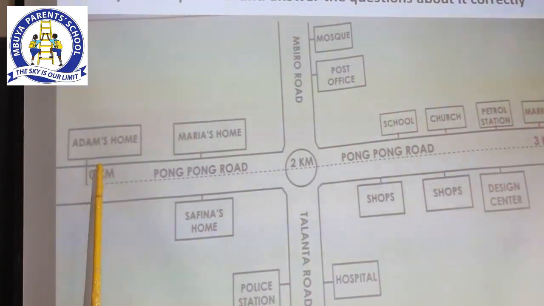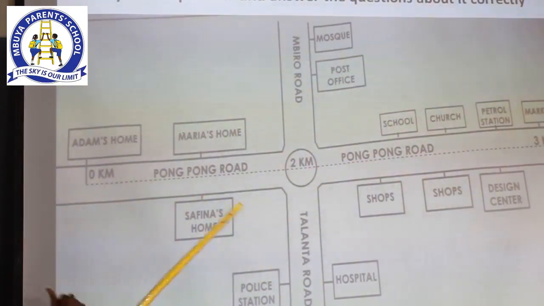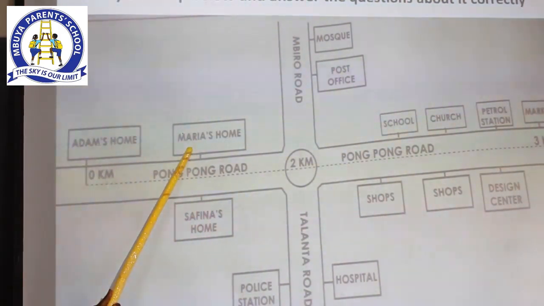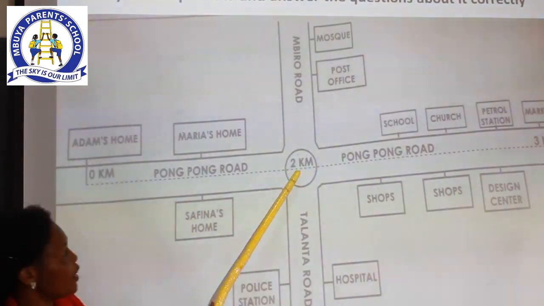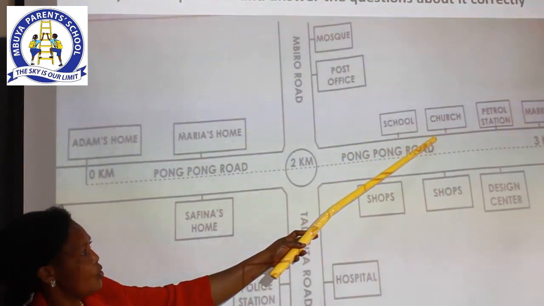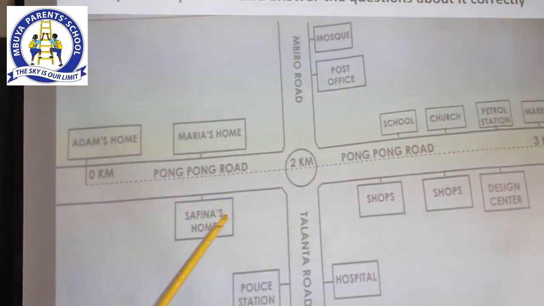Now if I wanted to travel from here, I believe this is Adam's home. And I want to go somewhere and buy things. I want somebody to help me get to the market. How many buildings am I going to pass by? From here, I'll pass via Maria's home, come here to the roundabout. I continue, I reach the school, the church, the petrol station, and lastly, I will have reached the market.